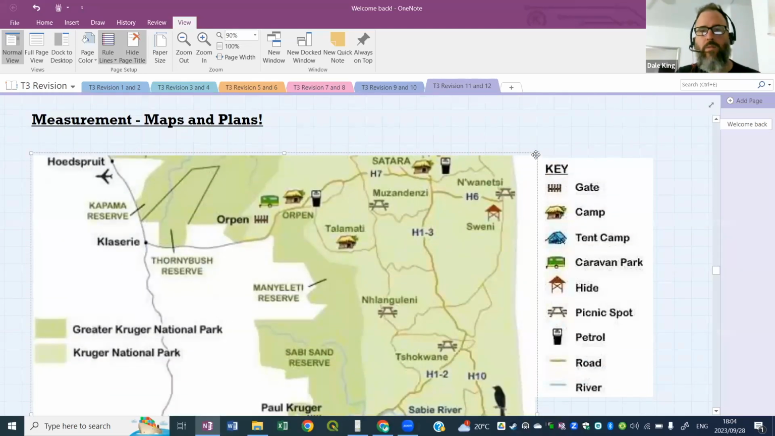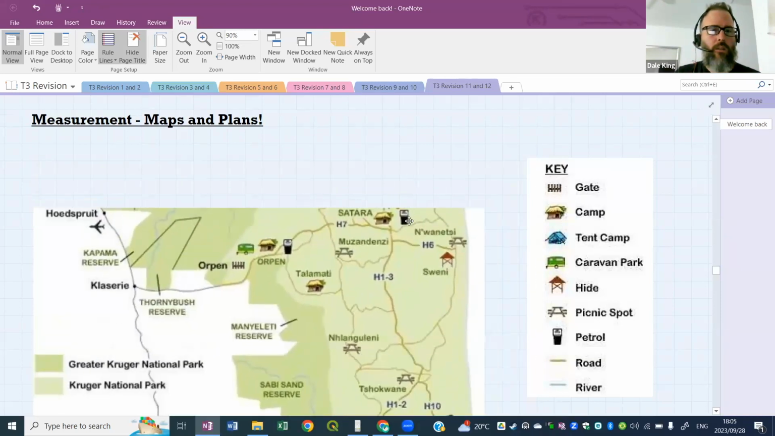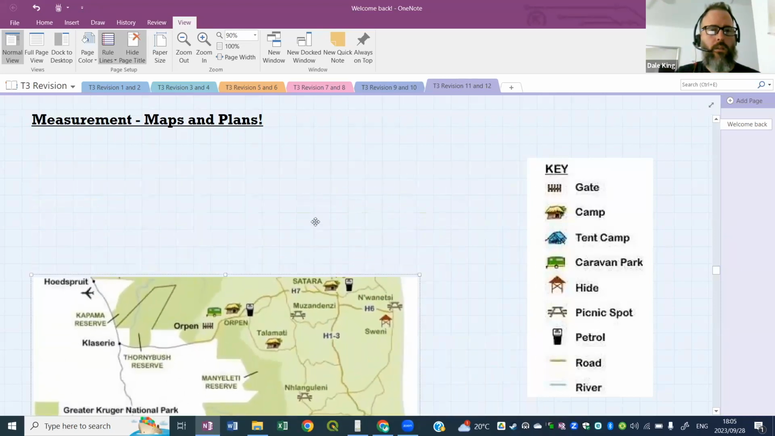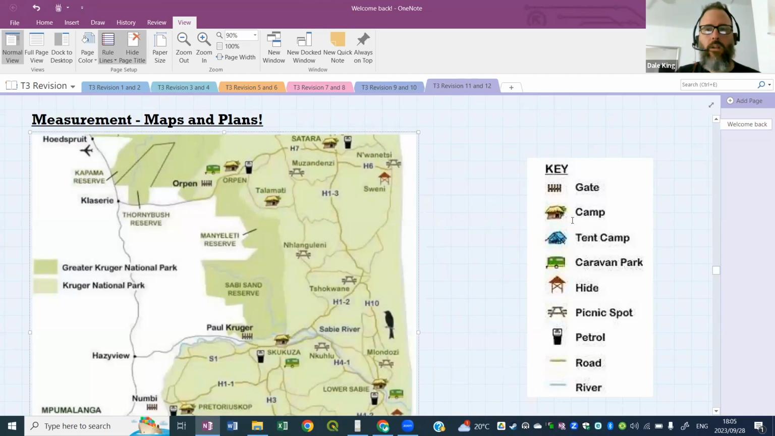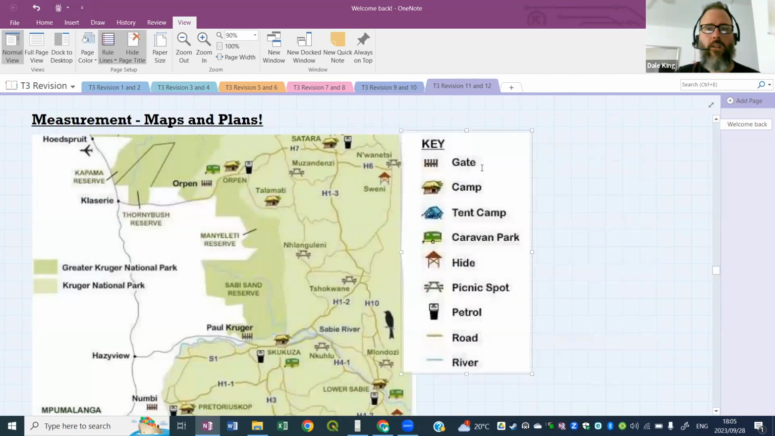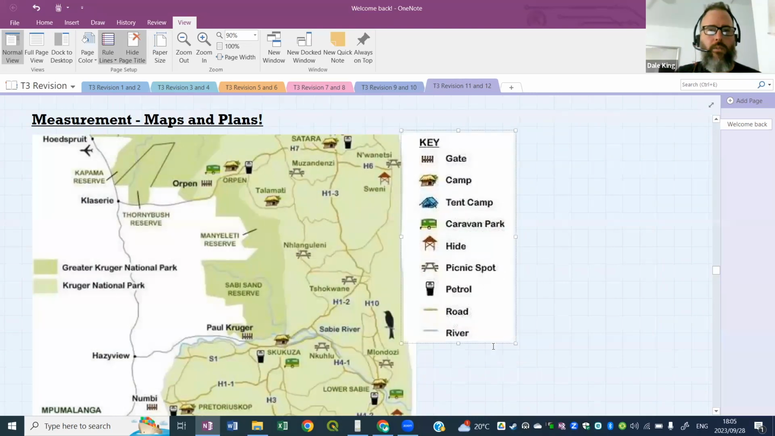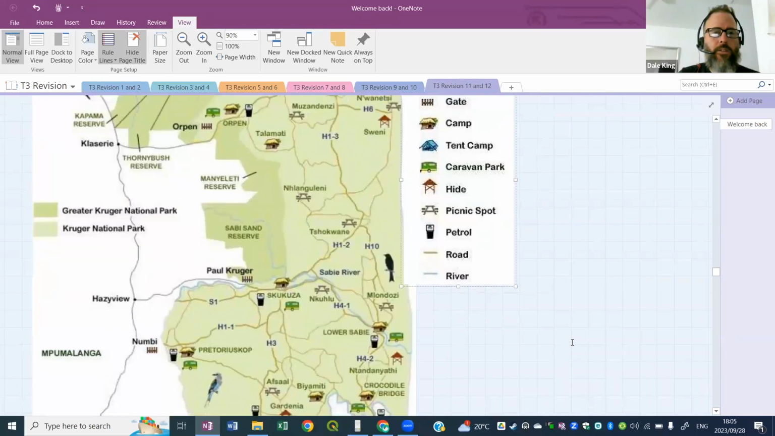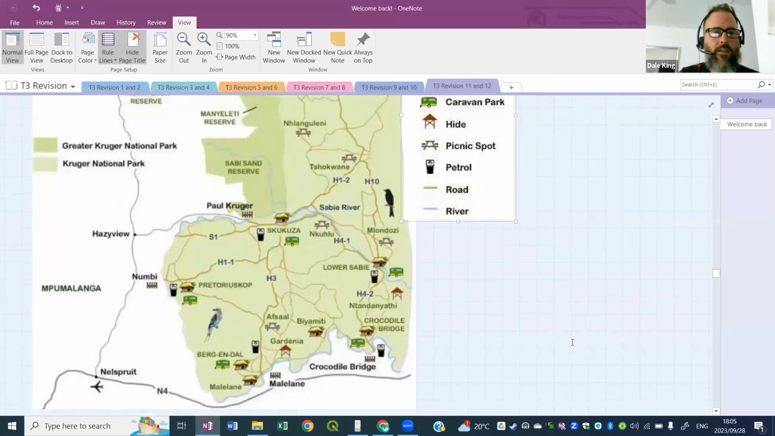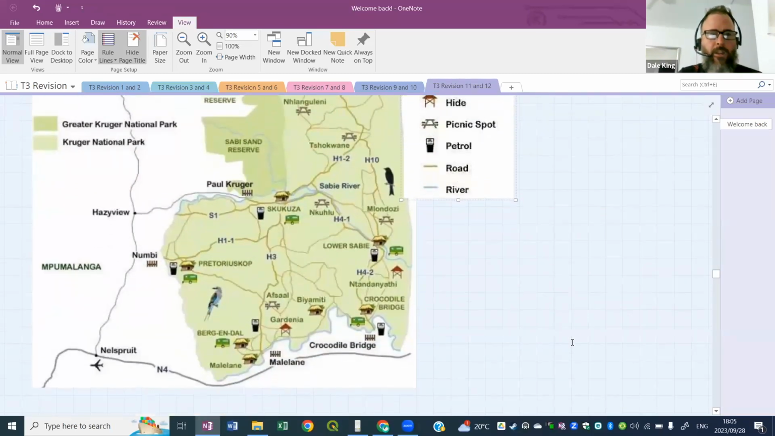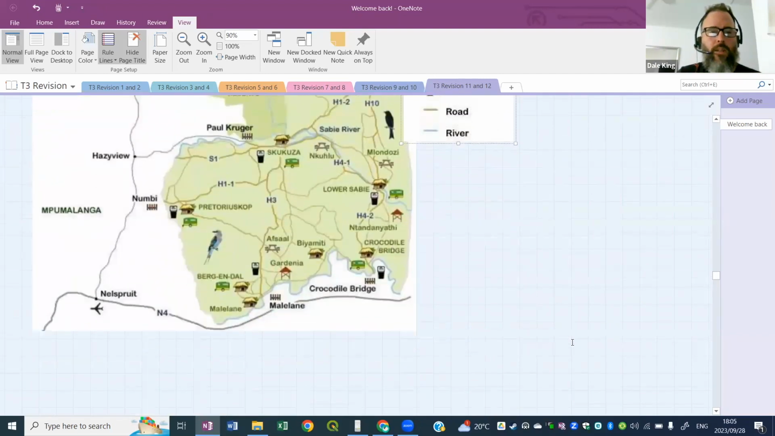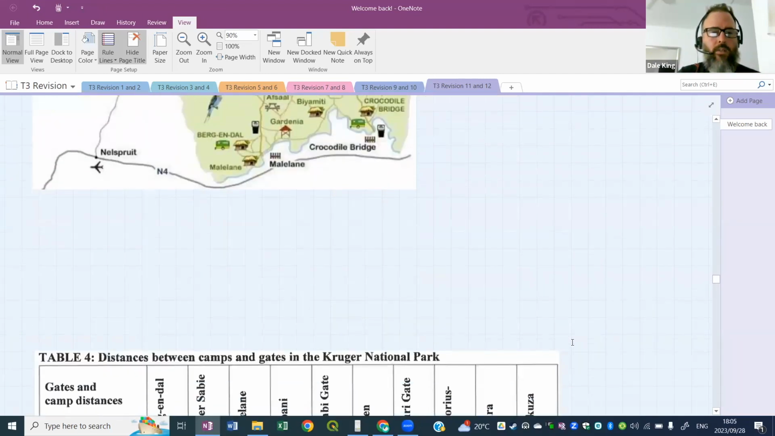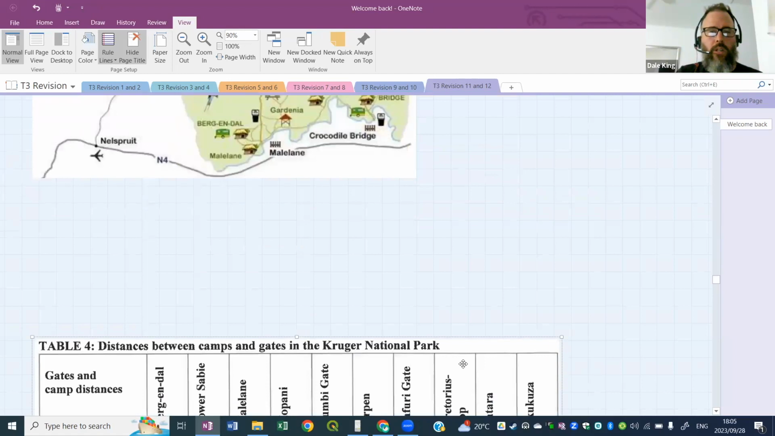Let me make it a little bit smaller, actually. All right, there we go. And on the right-hand side here, we have the key for the map. So this is a map of the Kruger Park, and they're going to ask us a whole lot of questions based on this map. This is a section of the Kruger Park. All right, let's see what they can ask us. These questions are going to be pretty simple and pretty quick.